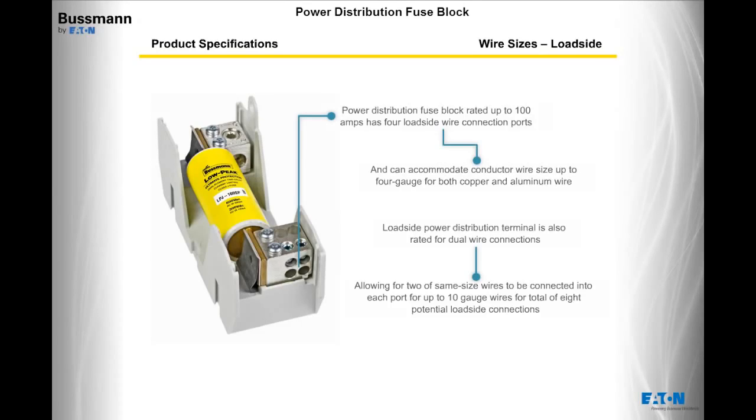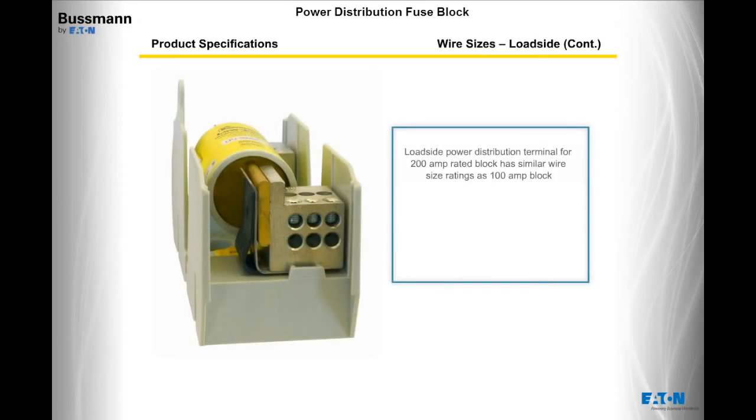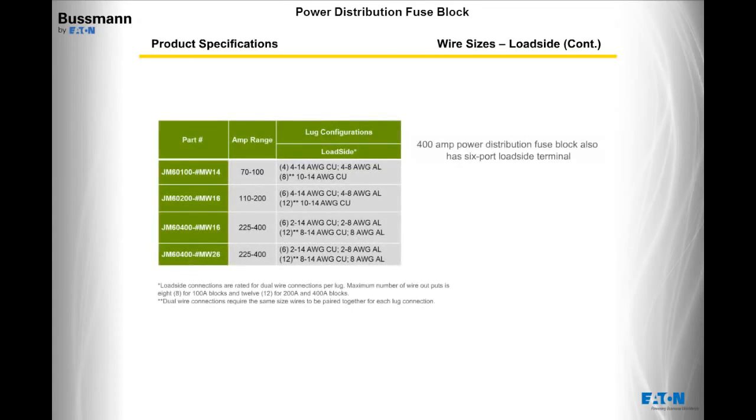side connections. The load side power distribution terminal for the 200 amp rated block has similar wire size ratings as the 100 amp block, but has 6 total wire connection ports. This configuration will accommodate up to 12 load side connections. The 400 amp power distribution fuse block also has a 6-port load side terminal. The terminal for this block can accommodate wire sizes up to 2 gauge and is dual wire rated for wire sizes up to 8 gauge.